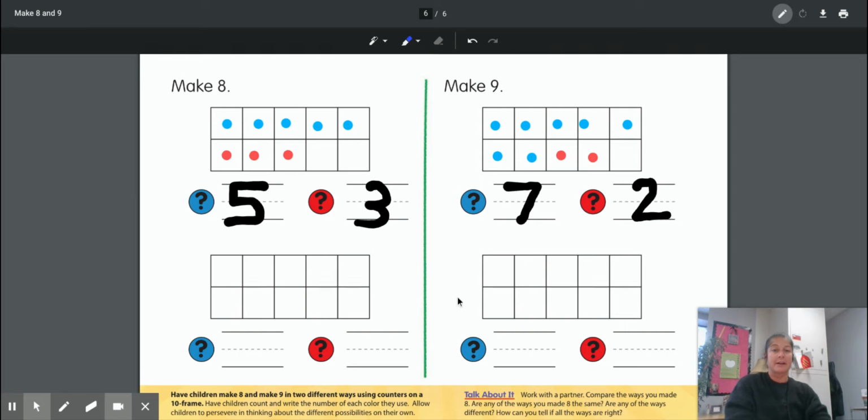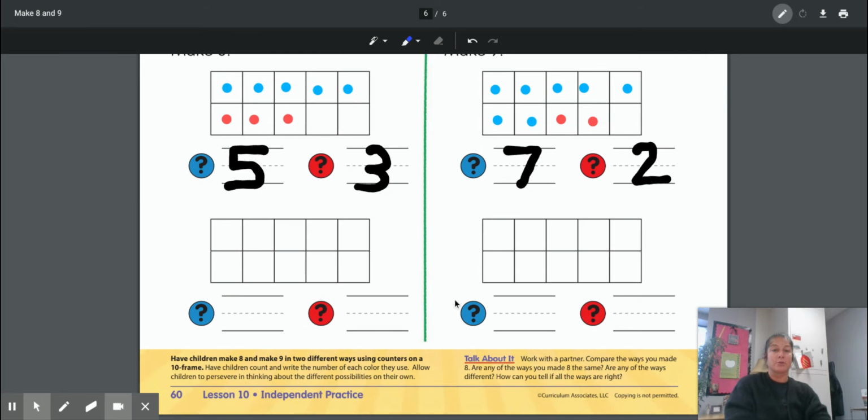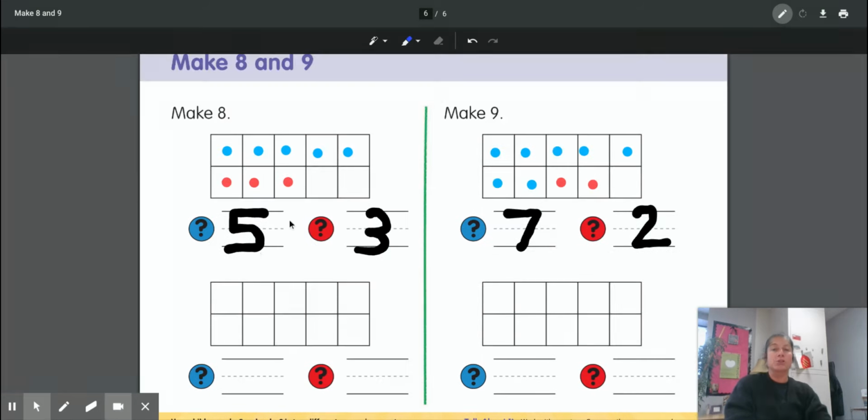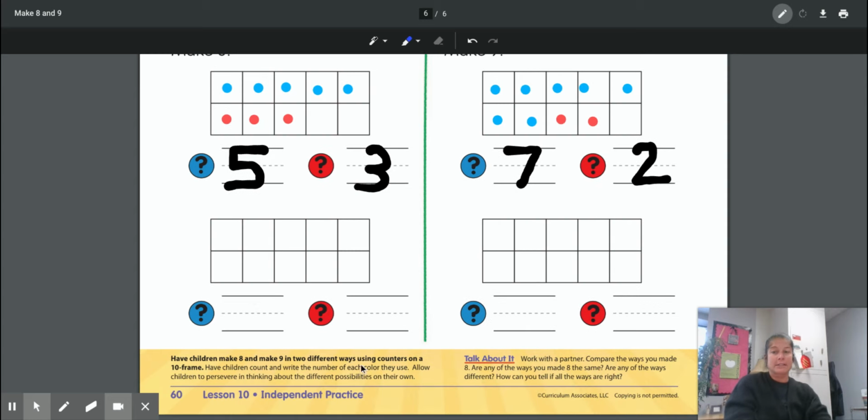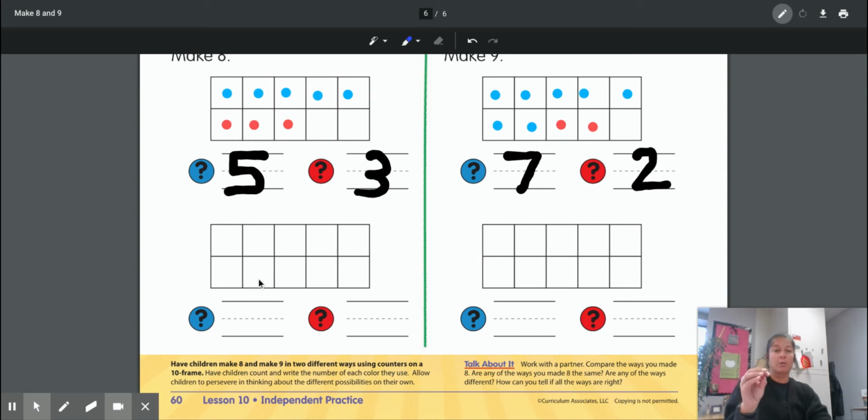Down here at the bottom, you're going to be doing it on your own. Please choose a different way. We are not using 5 and 3, and we're not using 7 and 2 to make 8 or 9. I also want to say if you're using 0, which is fine, you only can do it for 1.